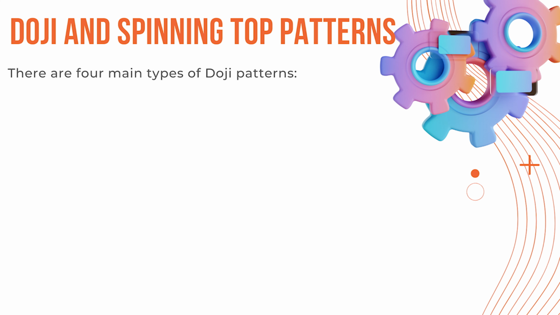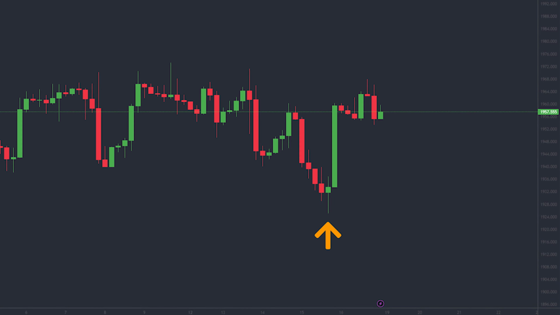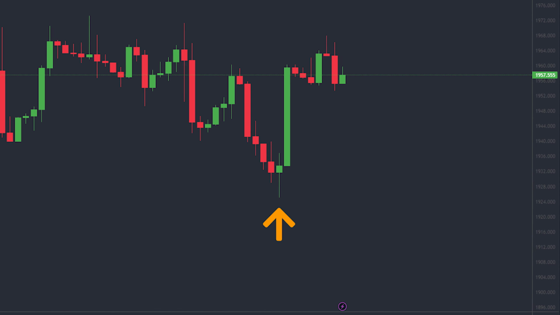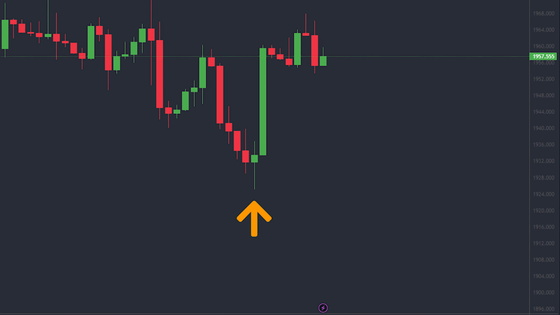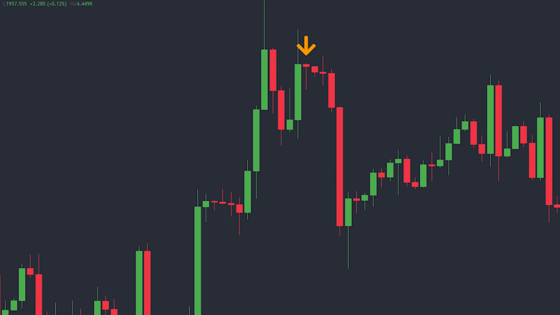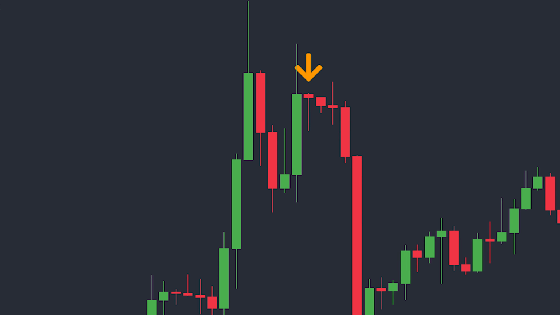There are four main types of doji patterns. Long-legged doji. This pattern occurs when the opening and closing prices are the same, but there are long upper and lower shadows, indicating significant volatility. Dragonfly doji. This pattern occurs when the opening and closing prices are at the high of the day with a long lower shadow, indicating a potential bullish reversal.